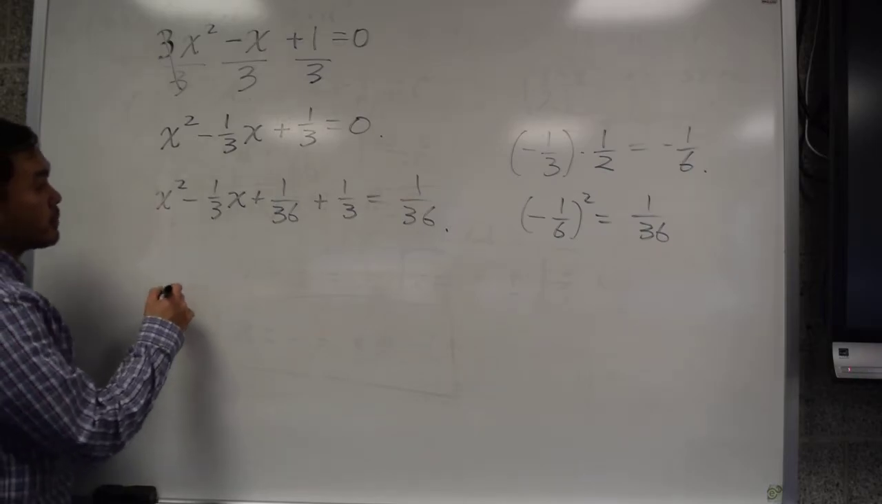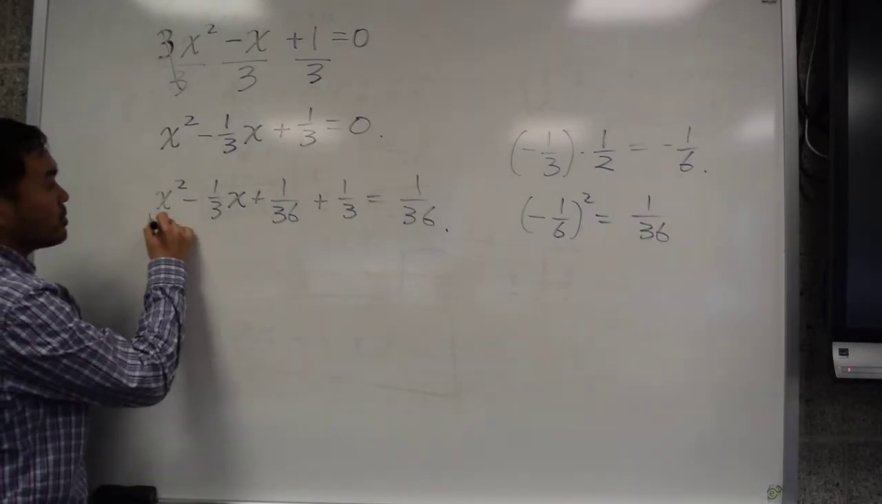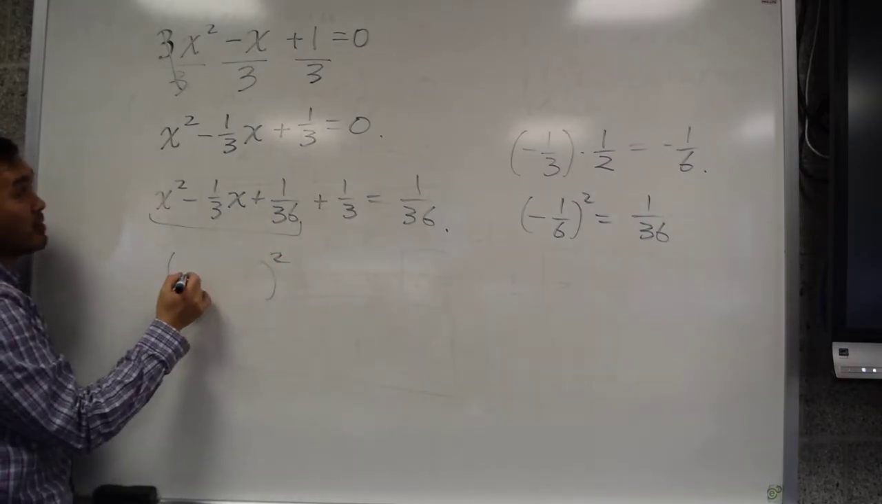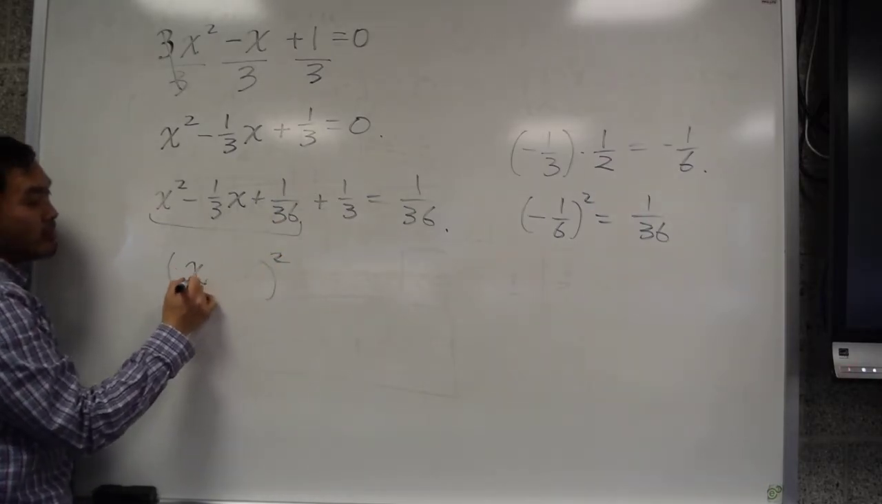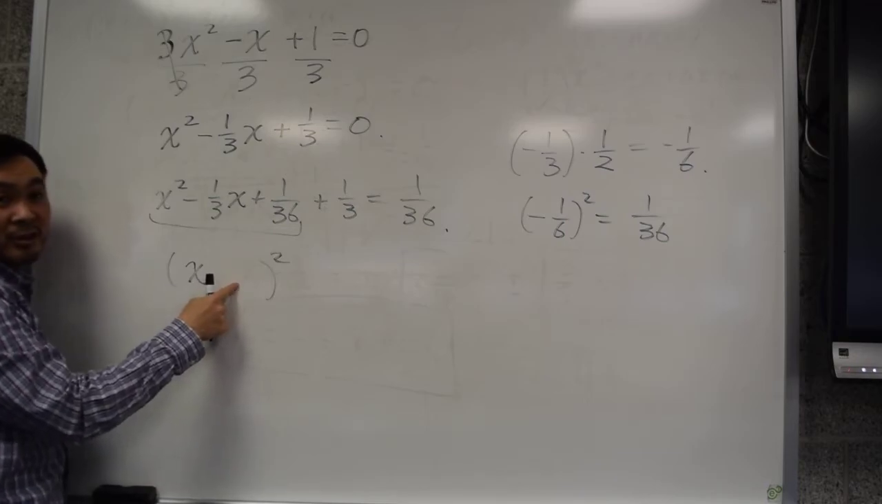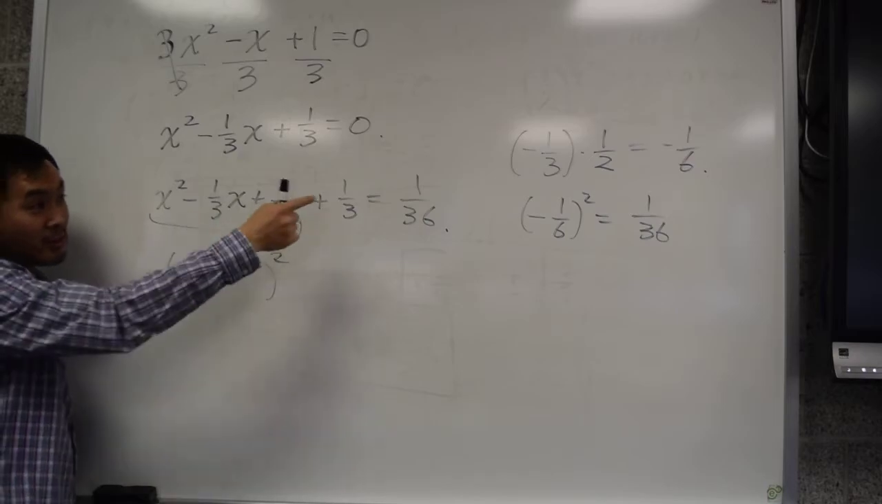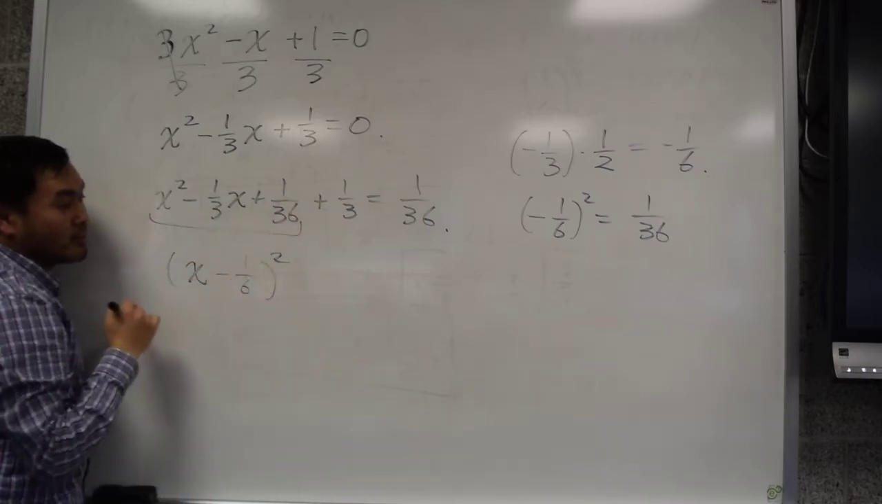And then, yeah, what is this now? What's squared? X. What goes in here? It's always half of this. That number, minus 1/6. Okay.